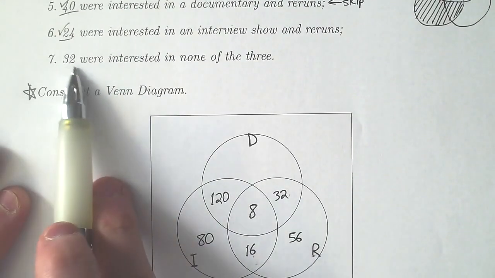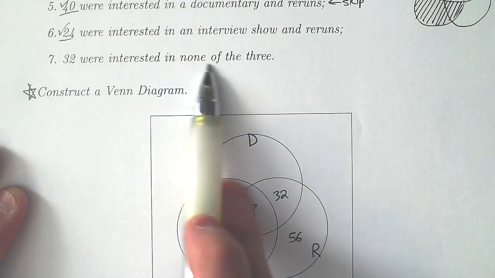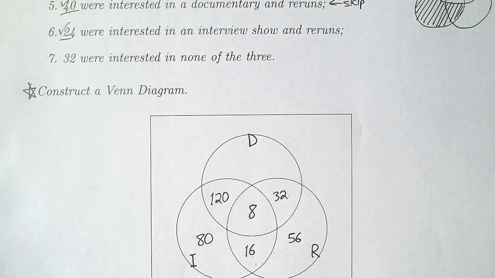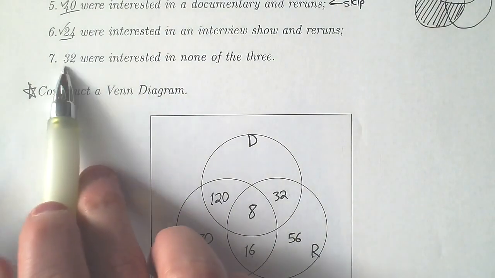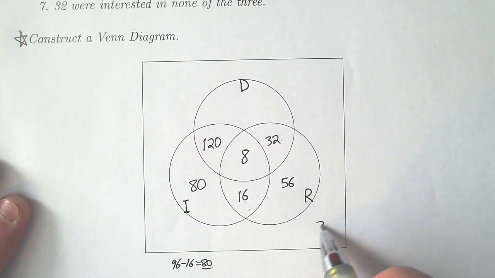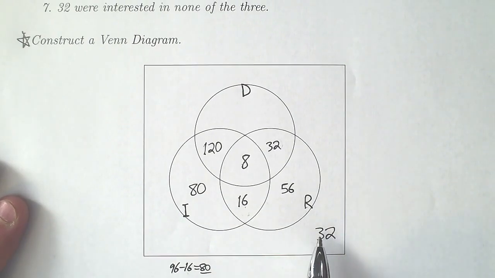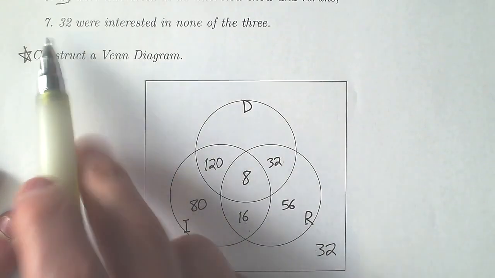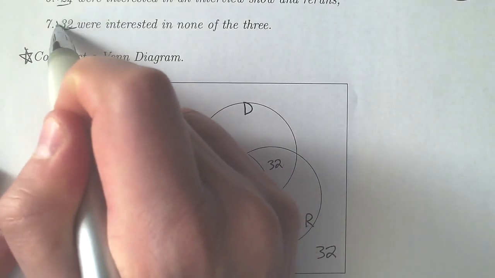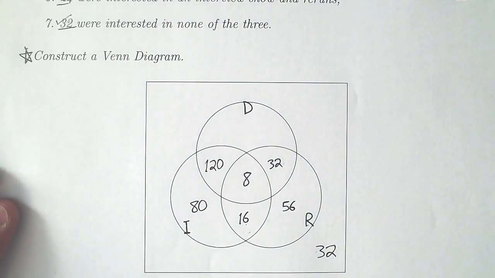Finally, it says 32 people were interested in none of the 3. You know what? We actually could have done this first. The 32 just goes out here. That one is just given to us. So really, at any step of the process, you could have looked at number 7 and just filled that in. We're missing one thing, though.